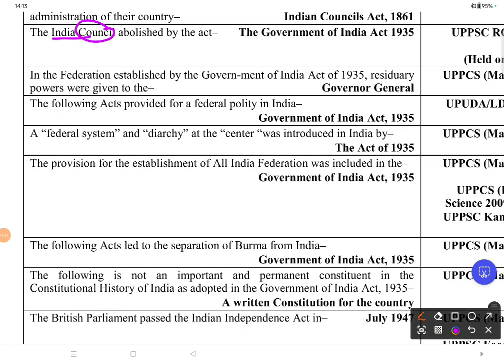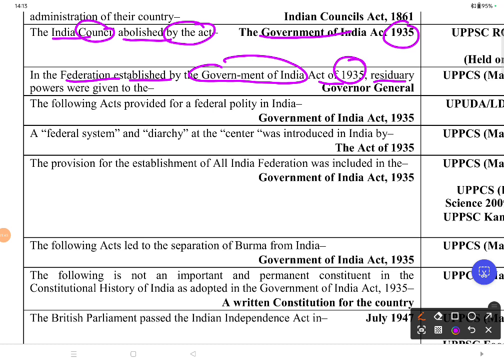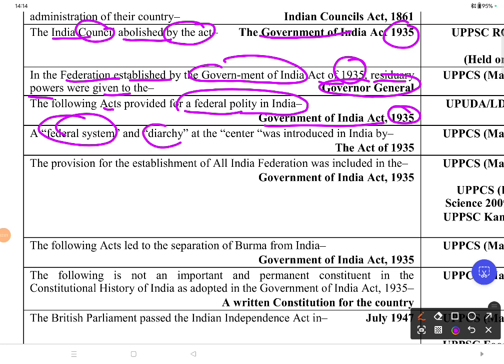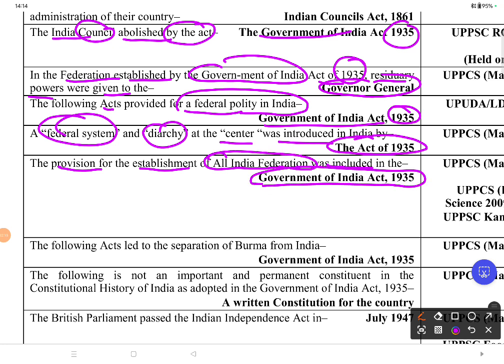The India Council abolished by the Government of India Act 1935. In the federation established by Government of India Act 1935, residuary powers were given to the Governor General. The following acts provided for a federal polity in India: Government of India Act 1935. A federal system and diarchy at the center was introduced in India by the Act of 1935. The provision for establishment of All India Federation was included in the Government of India Act 1935.